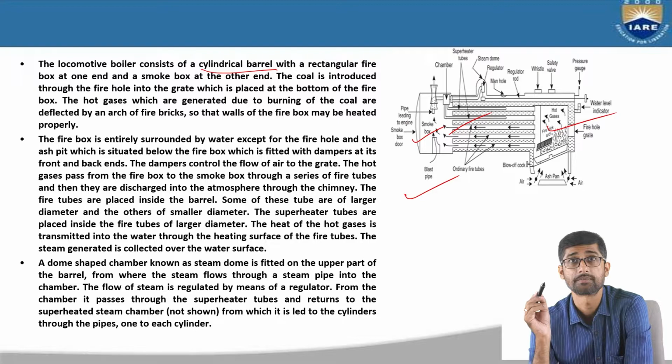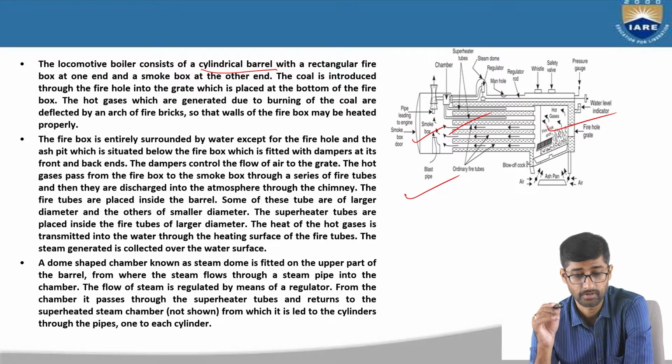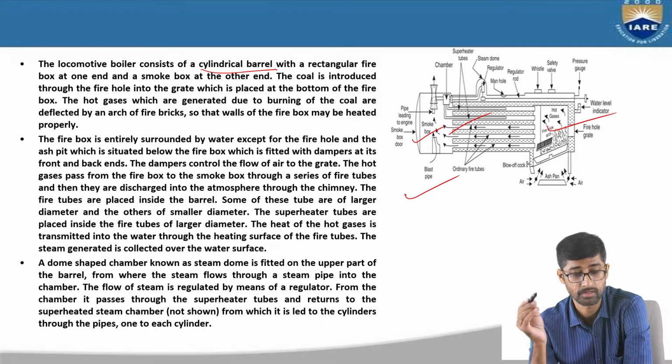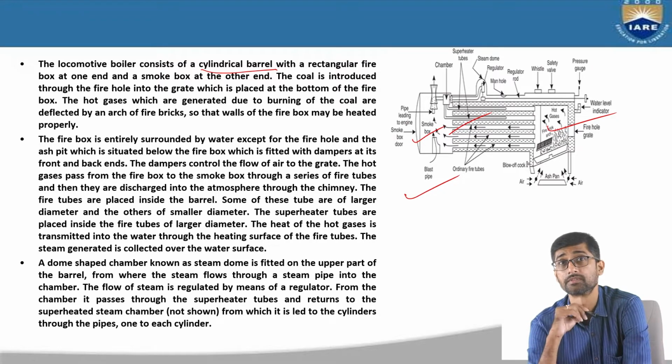The fire tubes are placed inside the barrel. Some of these fire tubes are of larger diameter, right? And the others are of smaller diameter. The superheater tubes are placed inside the fire tubes of large diameter. The heat of the hot gases is transmitted into the water through the heating surface of the fire tubes, right? And the steam generated is collected over the water surface.